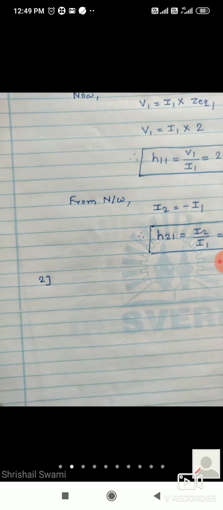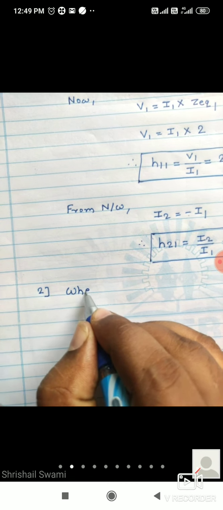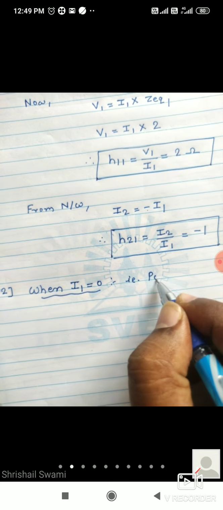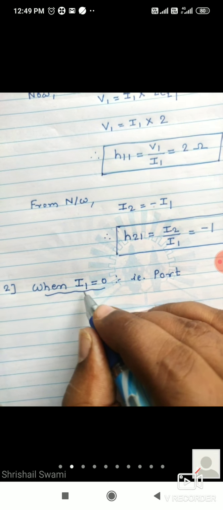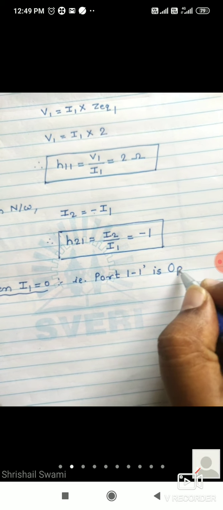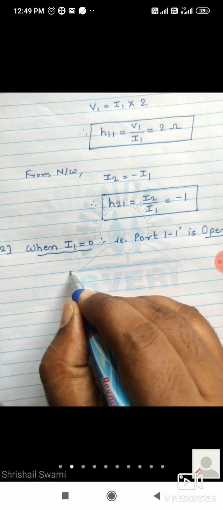Okay, very simple. Now the next one, the second condition. So what is the second condition? I1 equal to 0. I1 equal to 0 means port 1 1 dash, since it is related to the first port, is open circuited. So according to that you have to draw the circuit.